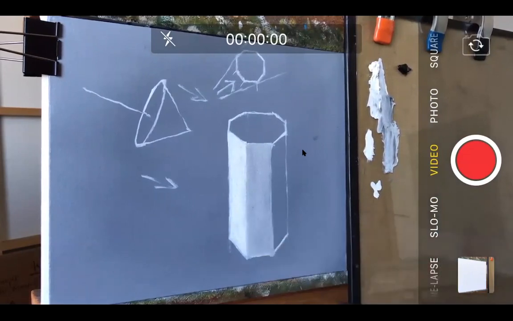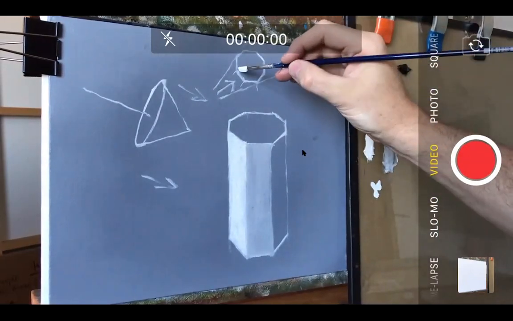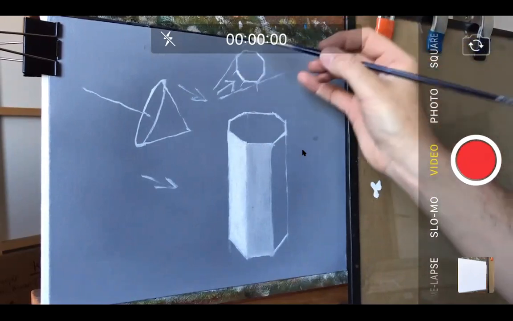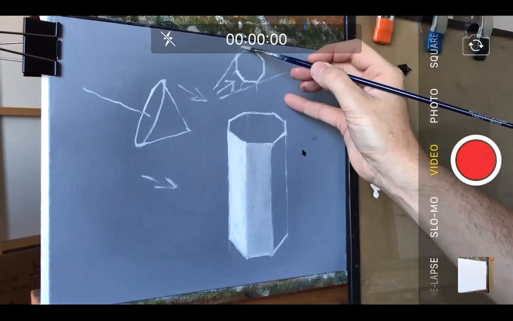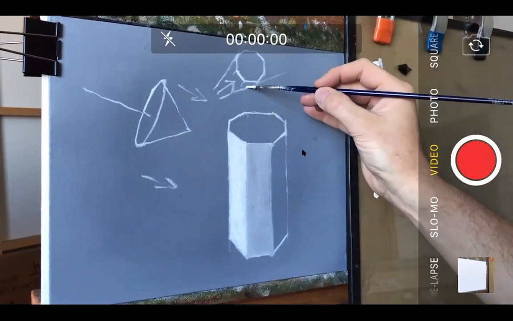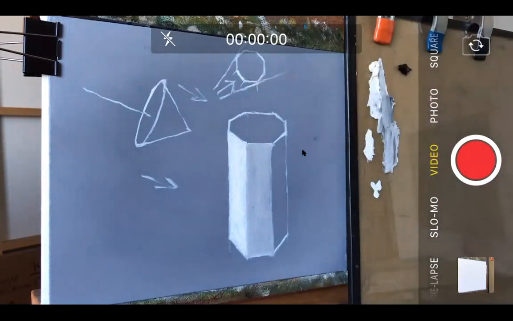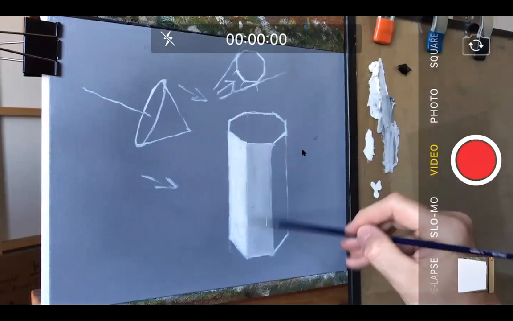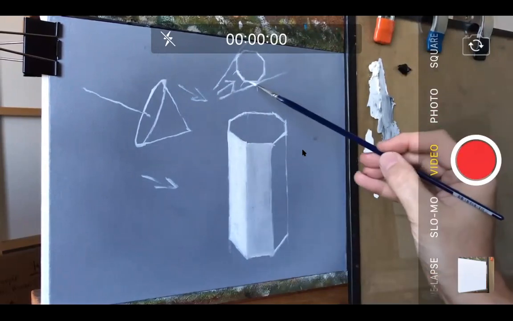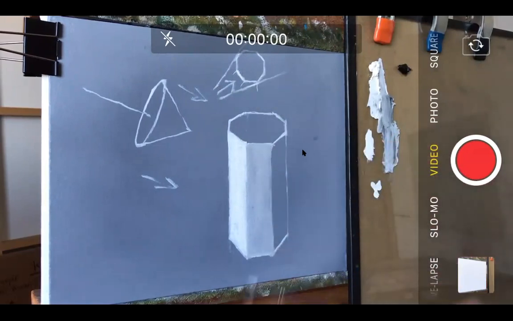Okay, so we have the light side of the form. The light side of the form is any part of the form that is facing the light source. A plane facing the light source directly is going to be the most strongly illuminated plane, whereas a plane at an oblique angle but still catching some of the light is going to be a slightly darker plane.